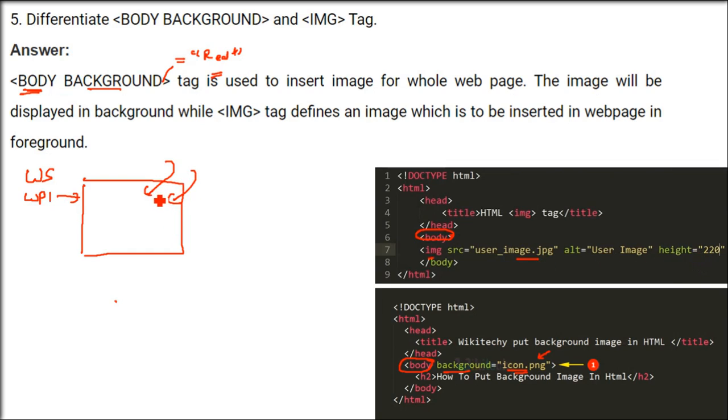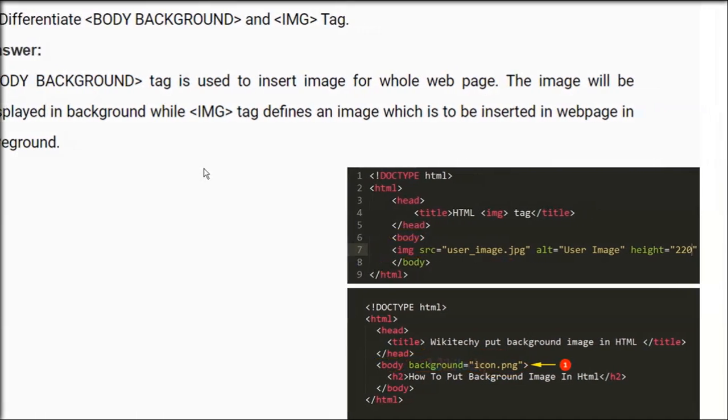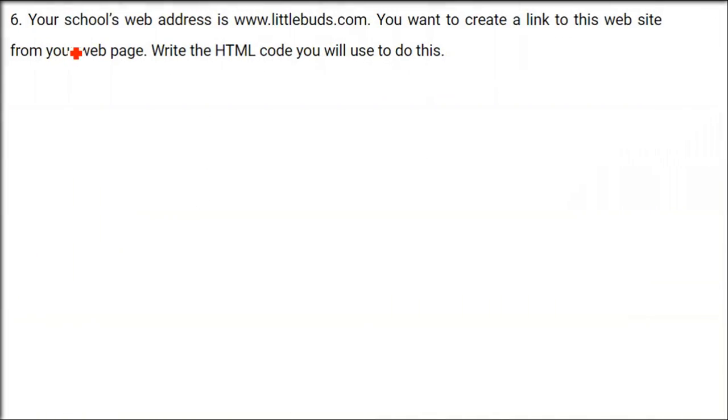So this is the basic difference between body background and image. Image is basically for showing an image. So this img src will be some certain image. This image tag will be used to show an image at any part. You can take one part, two parts, any part of the page. If I relate this image with body, it will show on the whole body.